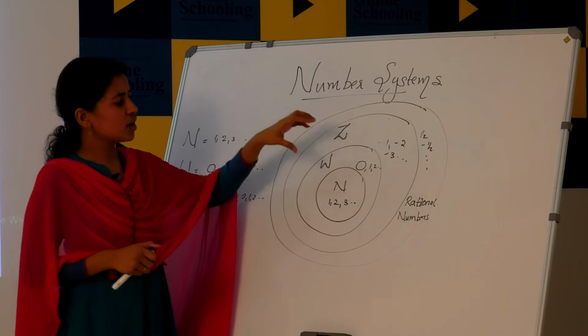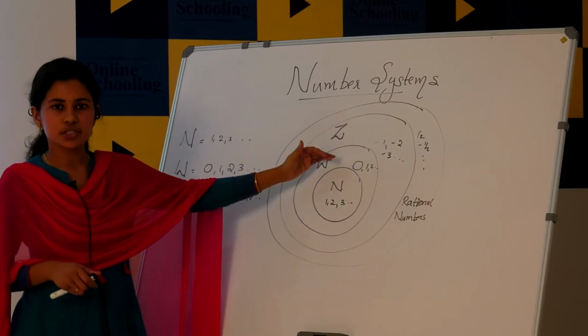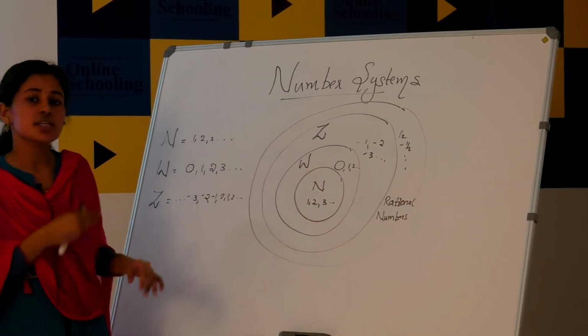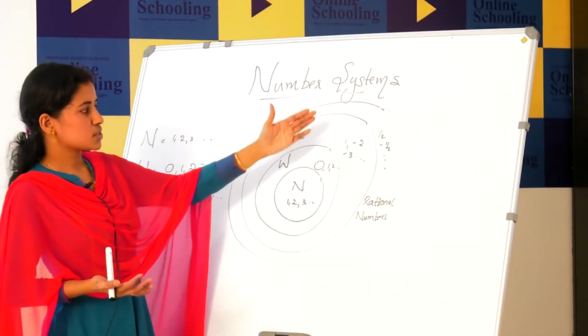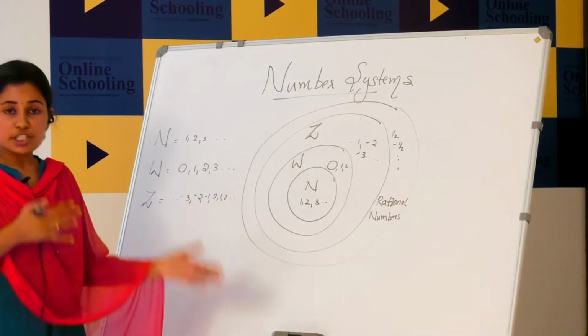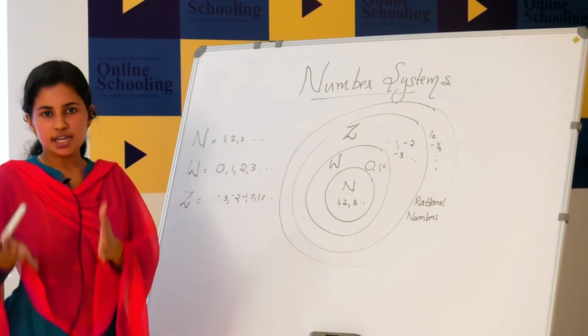In a similar way, all natural numbers are integers. What about the converse part? Are all integers natural numbers? No, it is not possible, because minus 1, minus 2, etc., the negative integers, do not belong to the natural numbers.